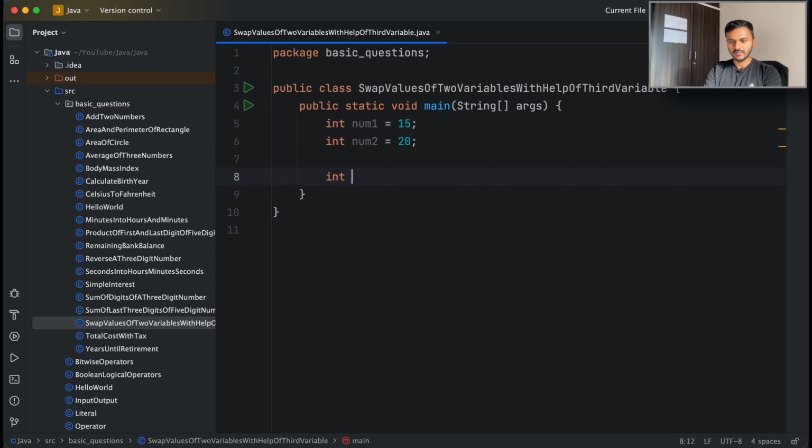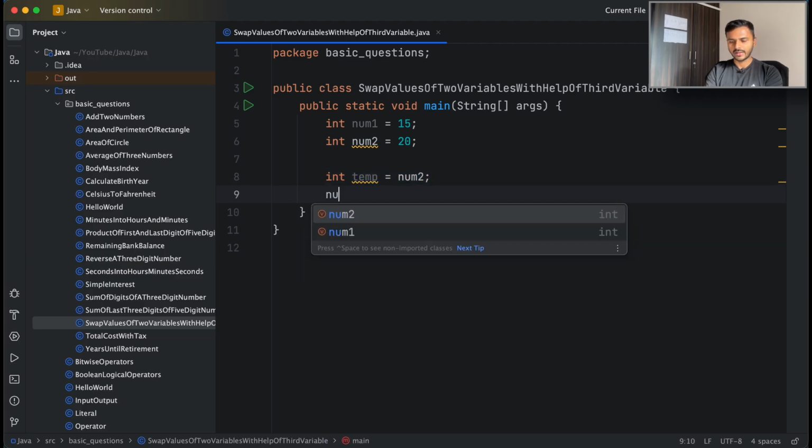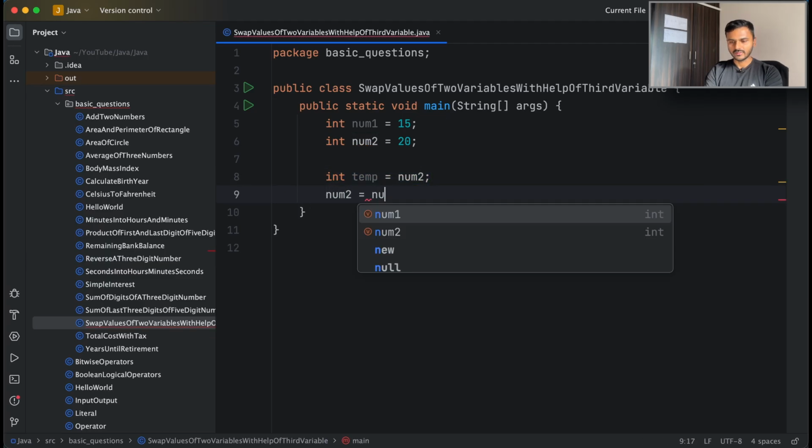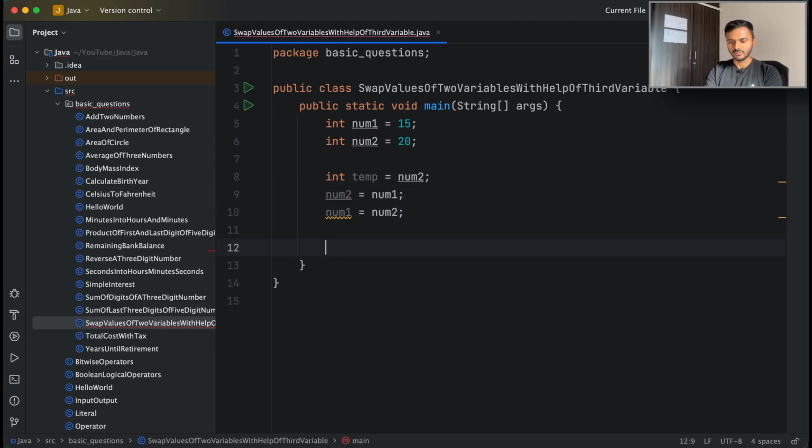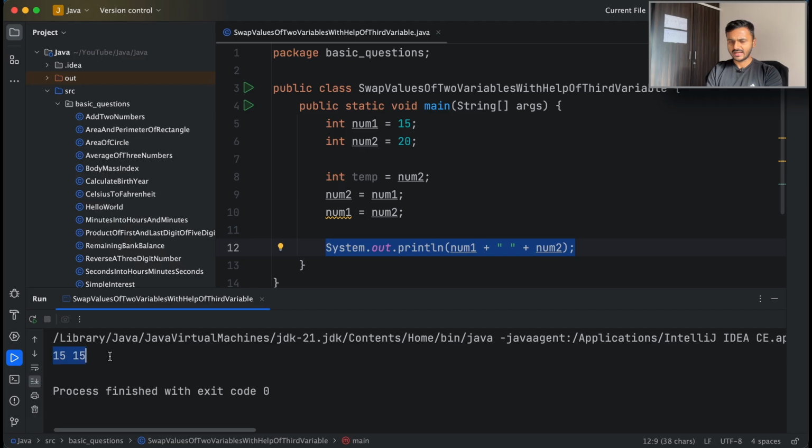Now, what were the steps? The first step was creating a variable called temp and creating a copy of, say, num2. Of course, you can create a copy of num1. The steps will change a little bit, but the logic is going to be the same. So once you have a copy of num2, now you're ready to replace num2. Now you can say num2 is equal to num1. And lastly, you can say num1 is equal to num2. So if you print num1, a space, and then num2, what are you going to get? You're going to get 15 and 15.